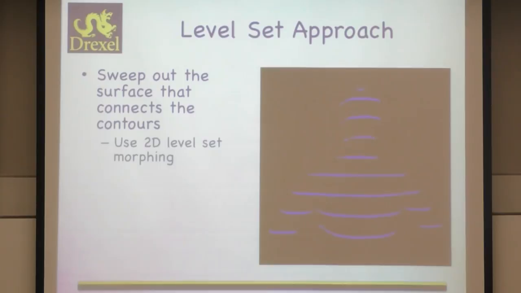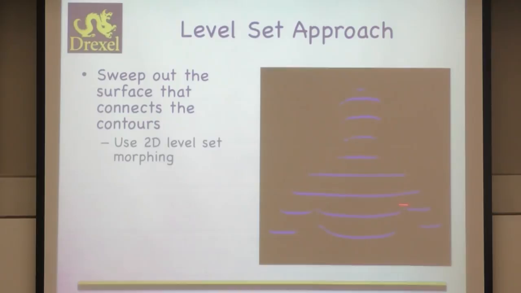So the idea is that we're going to now think about these contours as 2D. These are isocurves. We want this curve to become this curve. Well, level set morphing can do that for us. We want this single curve to turn into these three separate curves. Level set morphing can do that for us, sure. So we turn this 3D reconstruction problem into, and cast the solution as, 2D level set morphing.